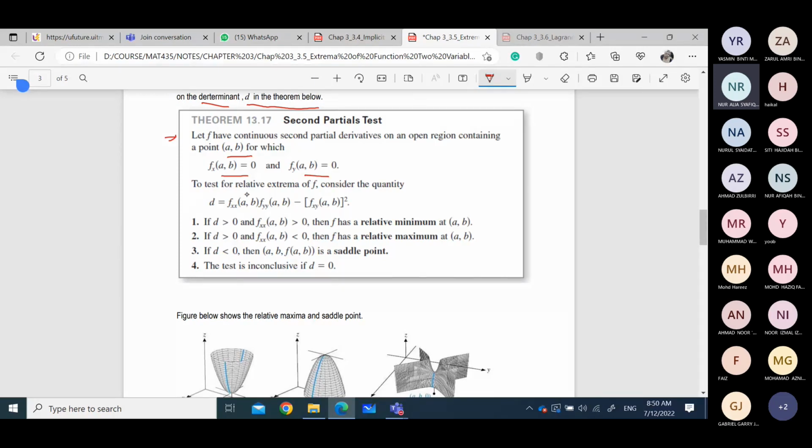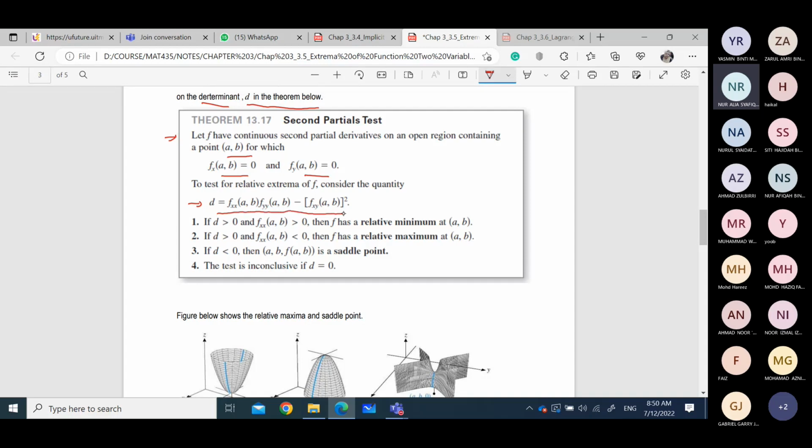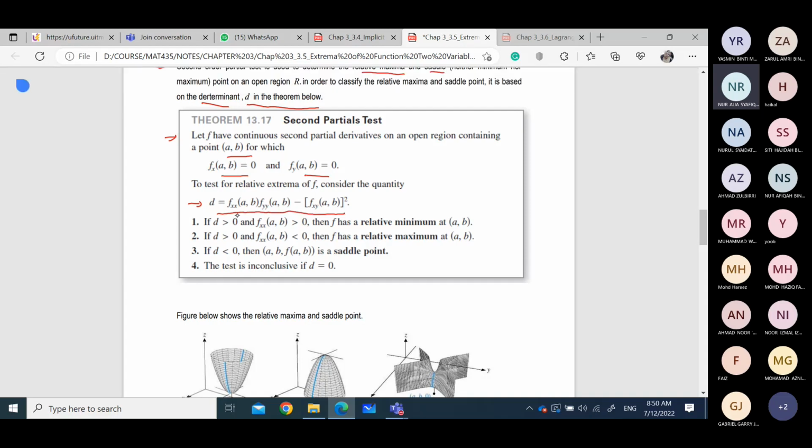Okay, so to test for relative maxima of f, consider the quantity D. So D is a discriminant. This is the formula for the discriminant, which is the second order partial derivative with respect to x at the given point, ataupun at a critical point, multiplied with the second order partial derivative with respect to y at the critical point, minus the mixed second order partial derivative at the critical point to the power of 2.